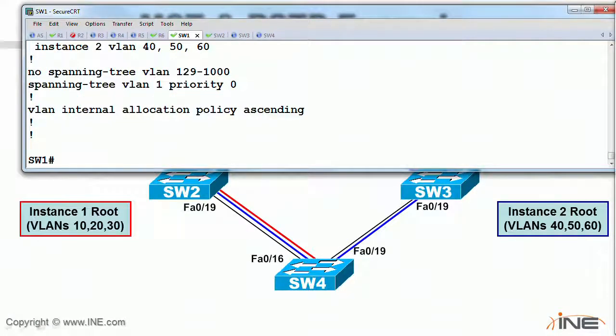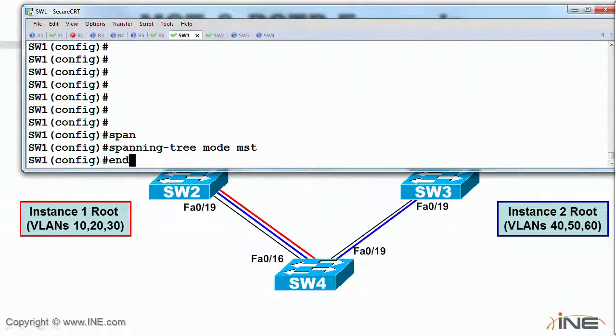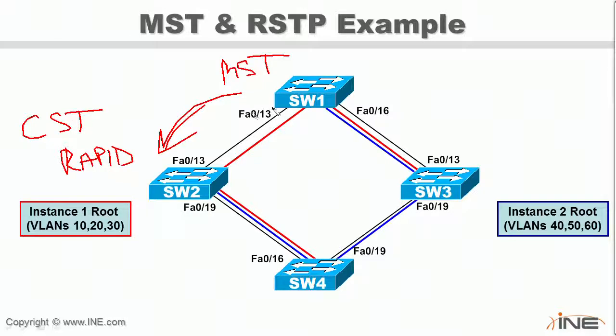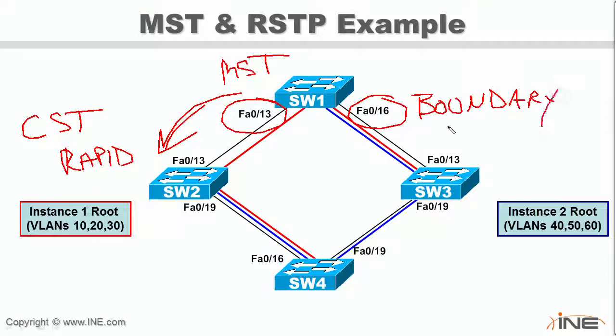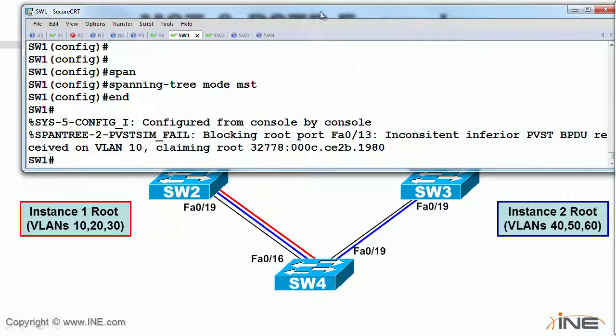As you enable the protocol, the rest of the network is still running a different version. They're running rapid per VLAN spanning tree. The result of this is that if we say the spanning tree mode is now MST, switch 1 is automatically going to be running the interoperability of the multiple spanning tree protocol to rapid per VLAN spanning tree, or if we were running the legacy common spanning tree, it's going to know that these are what we consider boundary ports. And on the boundary ports, we need to basically make it look like we're running the legacy protocol.